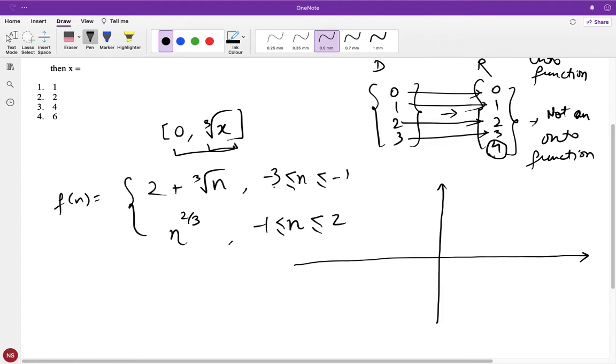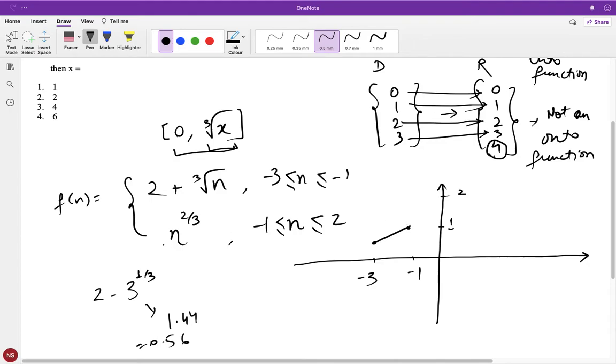So when n equals to -3, what is this? 2 minus 3 raised to the power 1 by 3, right? The cube root of 3 is 1.44. So this value is approximately 0.56. If this is -3, this is 1, this is 2, it's somewhere around here for -3. When x is -1, this is what? 2 minus 1. Cube root of -1 is -1. So 2 minus 1 is 1. So till here. So it is something like this from -3 to -1.